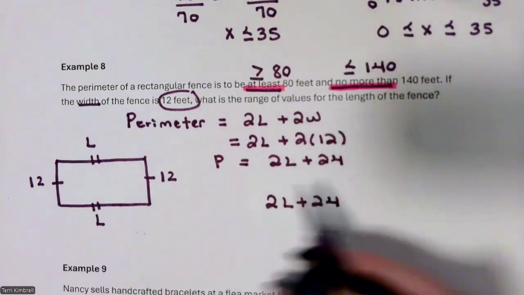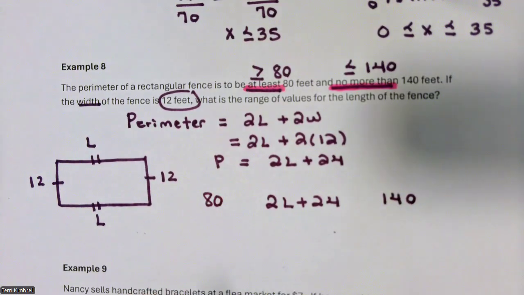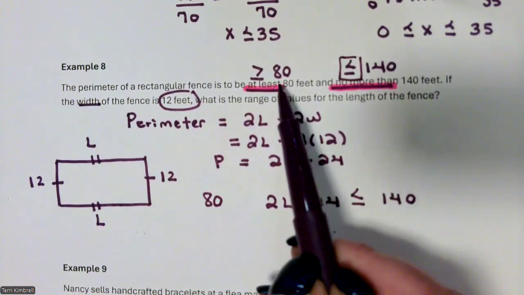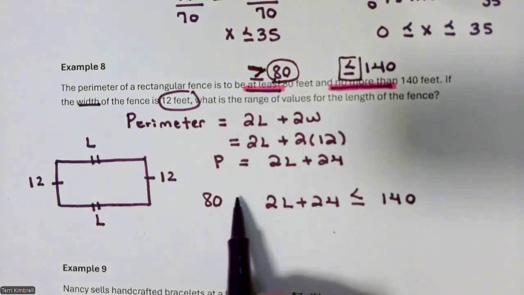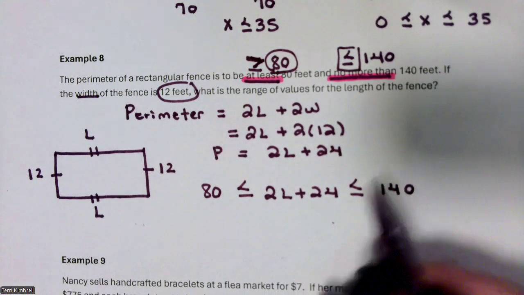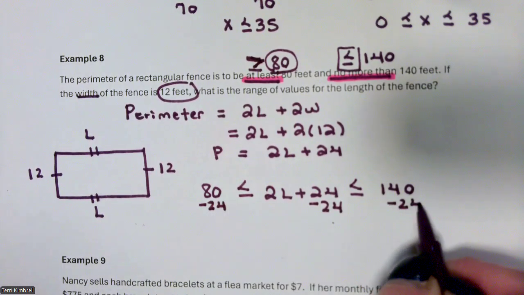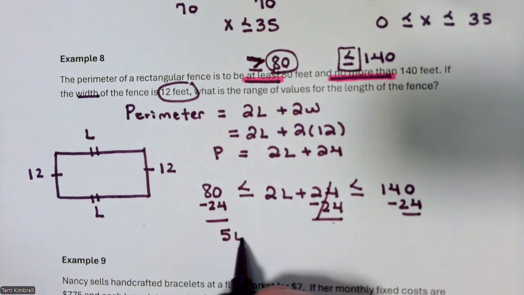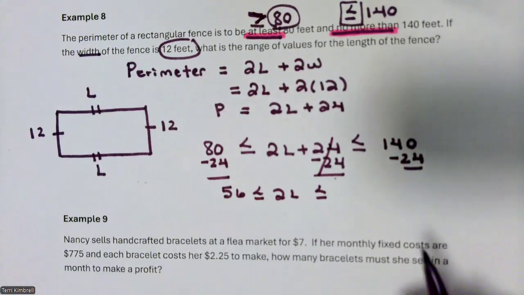We want the largest number on the right and the smallest number on the left. So less than or equal. And then I have to turn this around. Notice if I read it backwards, 80 is less than. Now we're ready to solve for the length. So I'm going to subtract 24. So that's going to give us 56. And then 116.